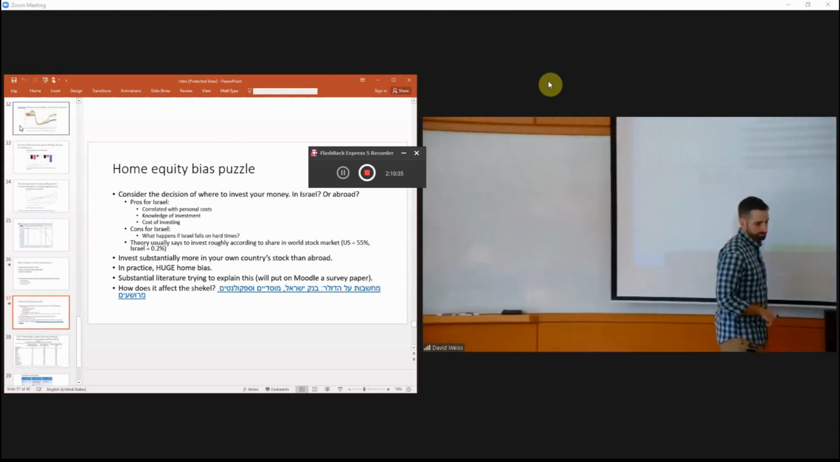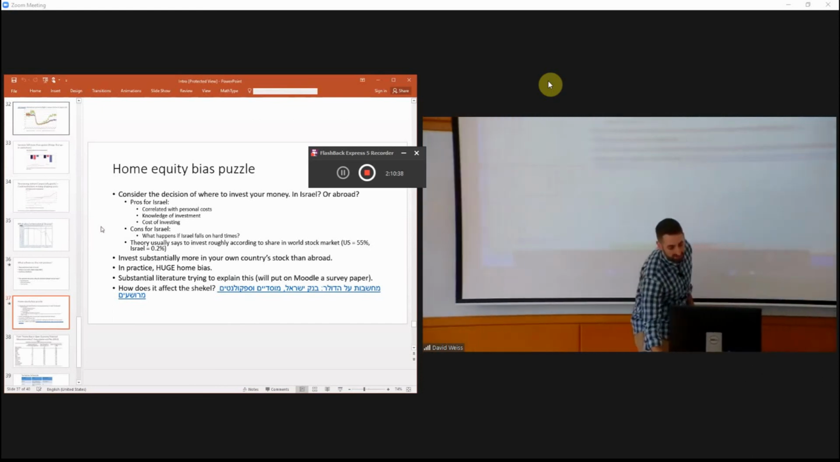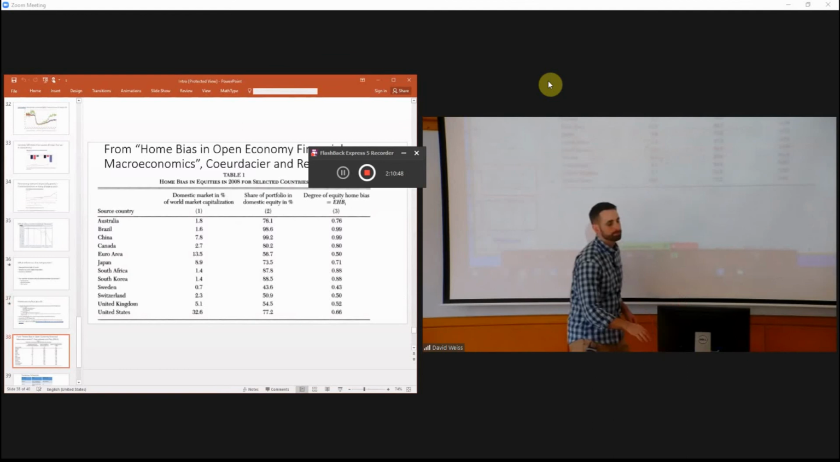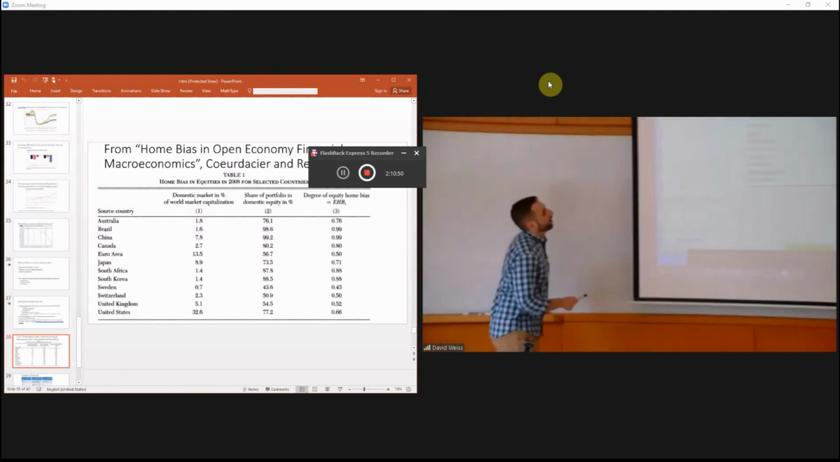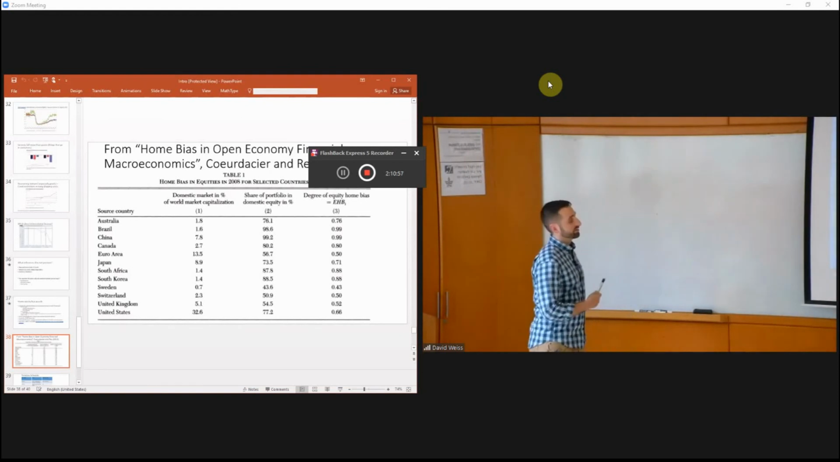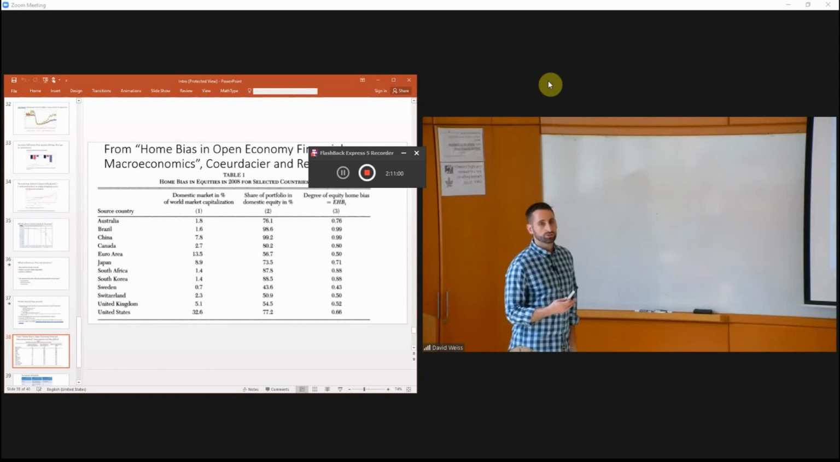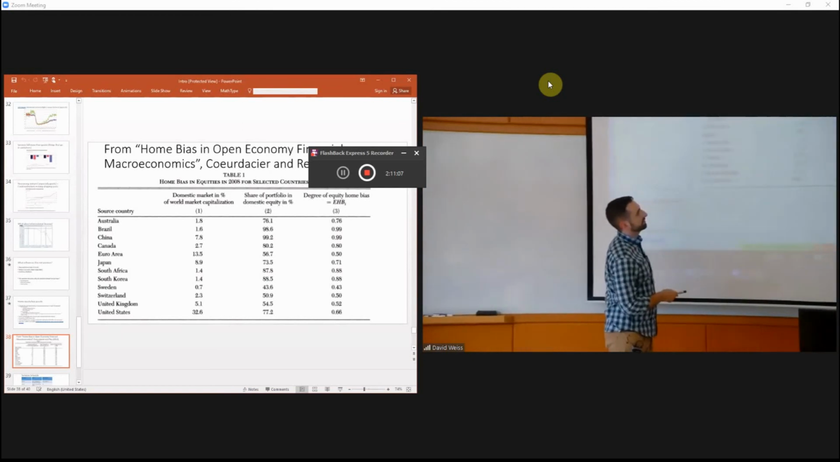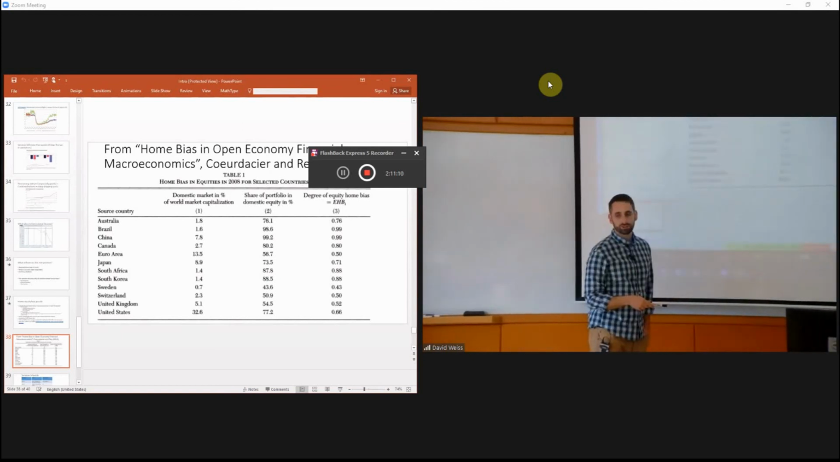This is a common thing. It's not just Israel. So I put a survey paper on Moodle for how to think about this. Let me just show you a quick graph, table. So Australia, the Australian stock market is worth about 1.8% of the world stock market. Australians put 75% of their stock holdings into Australian stock. That's really a lot. Brazil, 1.6% of the world stock market, and they put in close to 99% of their money into their own stock market.